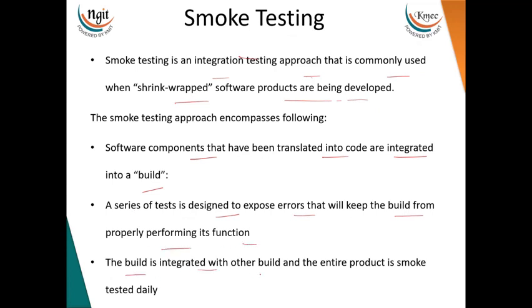Then the build is integrated with other builds and the entire product is smoke tested daily. Got it? This creates a software build with the necessary files and runs the basic tests to find the major errors. We do smoke testing daily during the development activity, so that we can reduce the risk when we perform the integration, check how much progress we have achieved, and ensure reliability in the end product. That is the use of smoke testing.